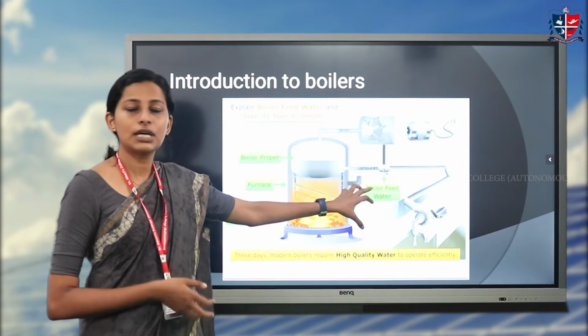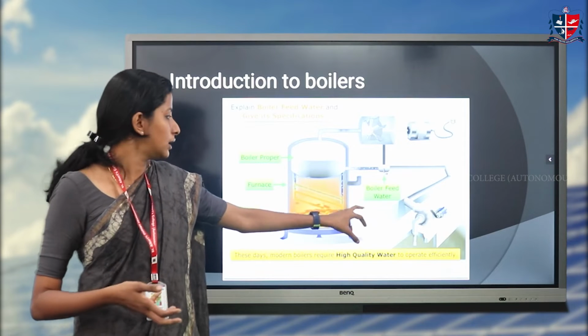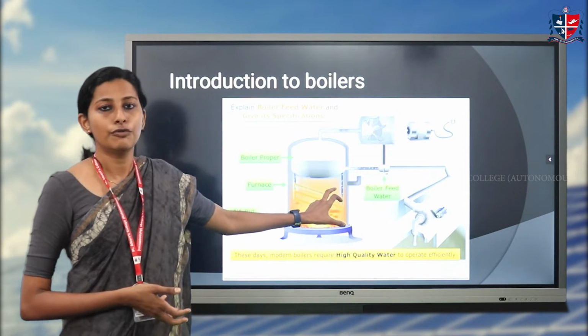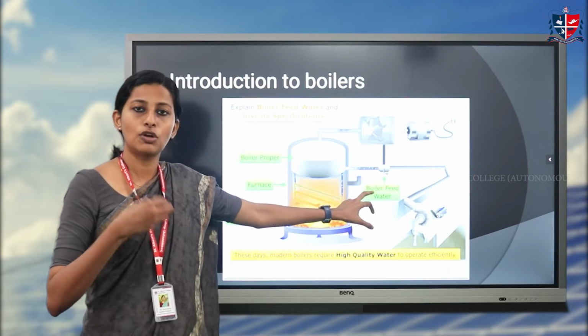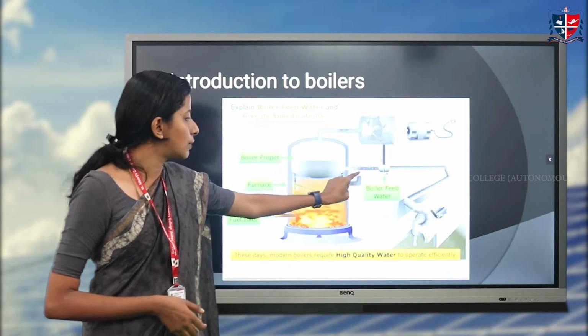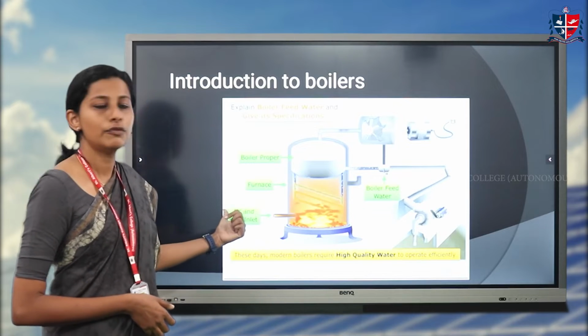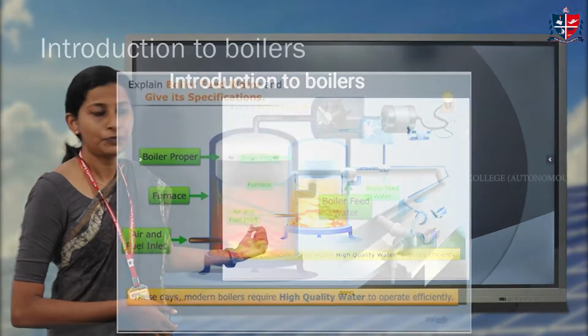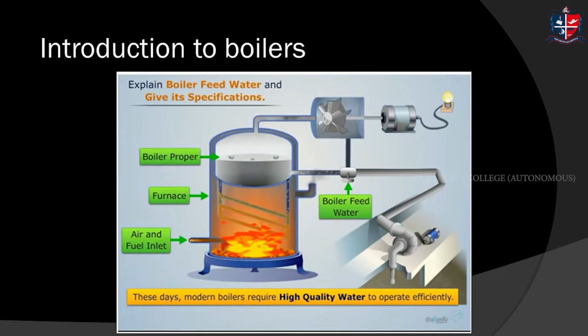And if suppose we are boiling water, that water is also fed into the furnace. So that is called the feed water. The water we give for the boiling action is called the boiler feed water. That is given through this inlet. Then we have the air and fuel inlet. Air and fuel is given together for combustion to boil the water. Okay, so that is the furnace, one of the main components of the boiler.